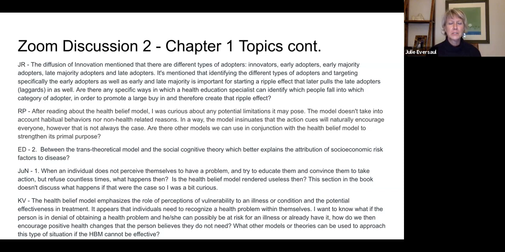So if it's a situation, let's say like immunizations, let's say COVID immunizations, right? Our government, our CDC is saying that getting the shot is really important. We want herd immunity. We want to reduce the likelihood. And the person standing there is saying, I've never done a flu shot, I'm not going to do a flu shot. Then what other models or theories can be used to approach this situation if the health belief model is not effective? What do you guys think?